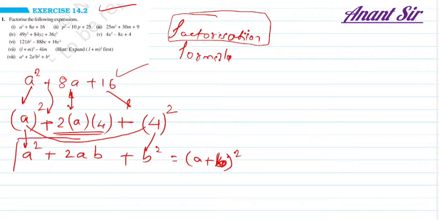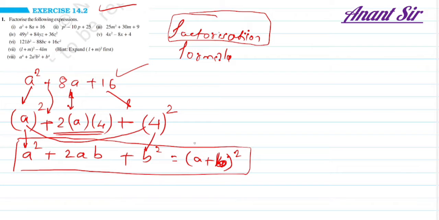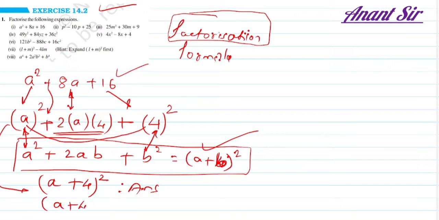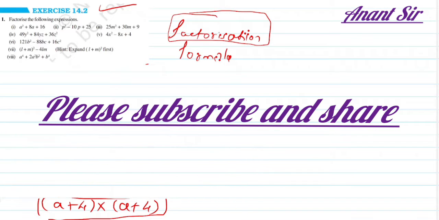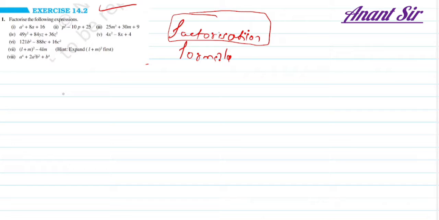So what will be our answer now? This is a formula. This is our answer, a plus b whole square. So for our question, what will be our answer? What is in place of a? A is in place of a only, and what is in place of b in our question? It is 4. So it is a plus 4 whole square. This is our final answer. You can also write a plus 4 whole square as a plus 4 into a plus 4. Both are the same. I hope you have understood the question. If you have not, you will definitely understand it when we solve one more question. Okay, so let's go to question 2.